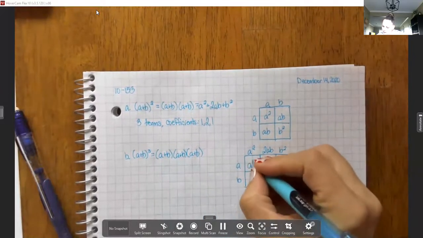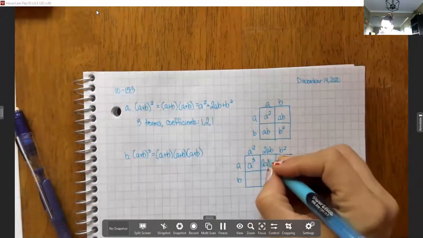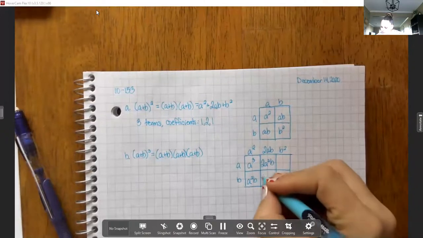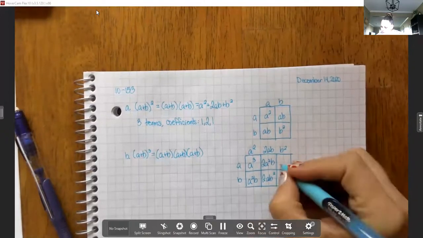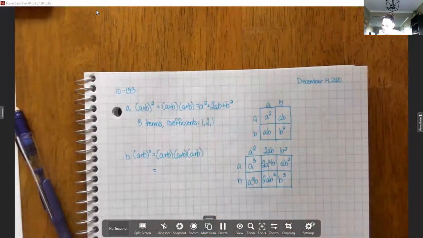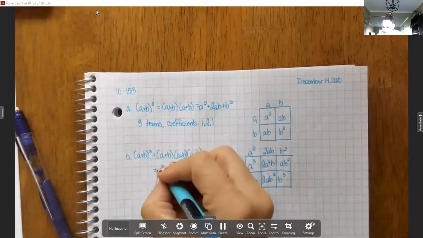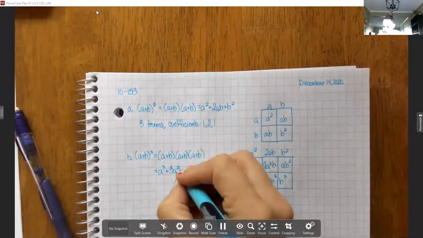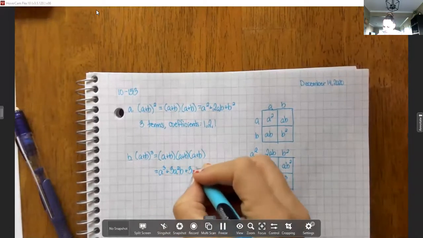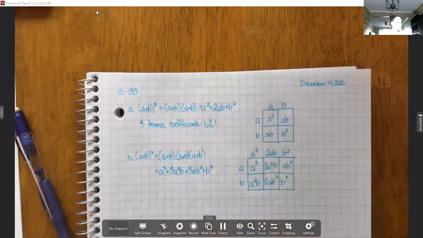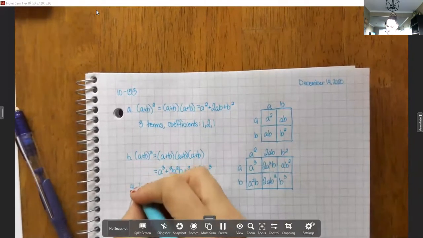We get a cubed, 2a squared b, this is a squared b, this is 2ab squared, ab squared, and b cubed. So this is equal to a cubed plus 3a squared b plus 3ab squared plus b cubed, which we can see there are 4 terms.